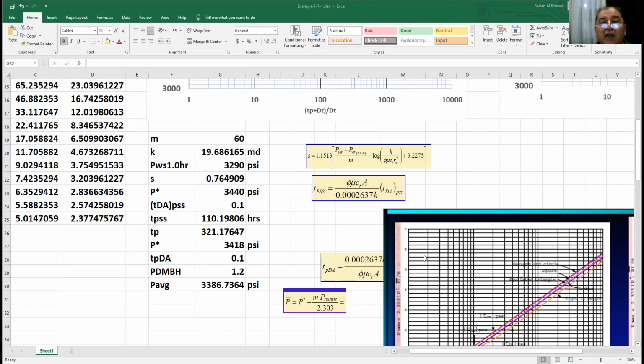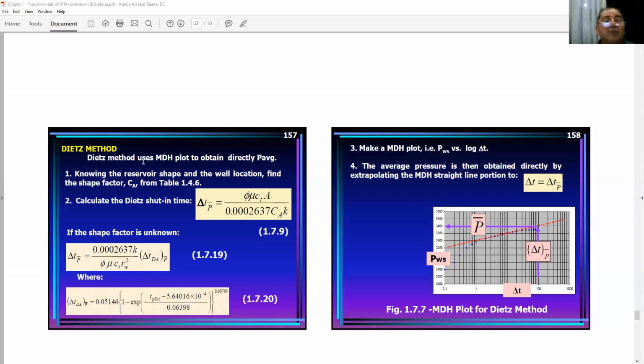Now we're going to go to the second technique. The second technique is the Dietz method. Let me now share with you. Okay, so this is the Dietz method. The second technique to calculate average reservoir pressure using a pressure buildup test is the Dietz method.